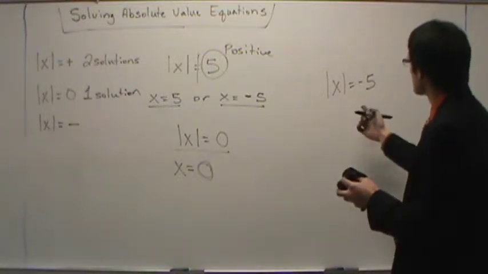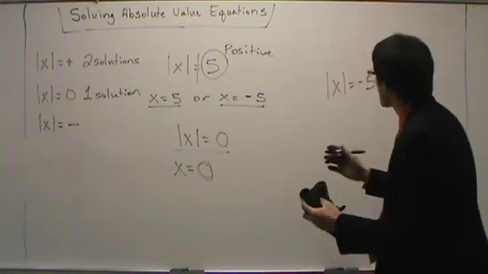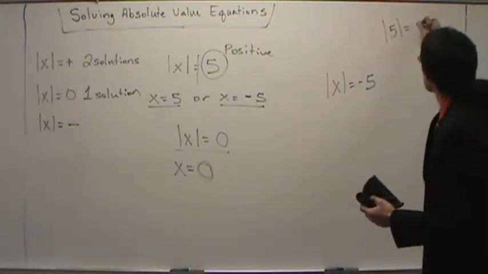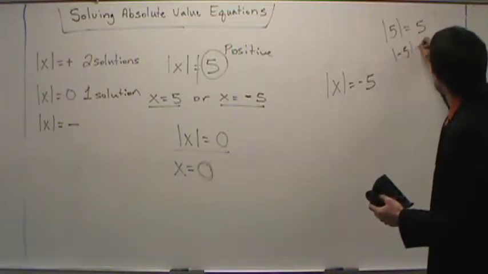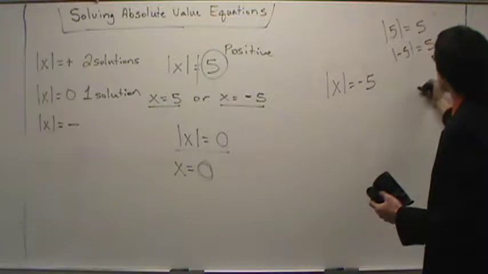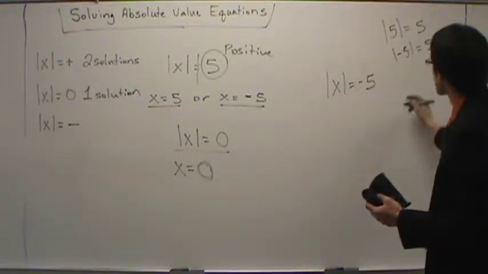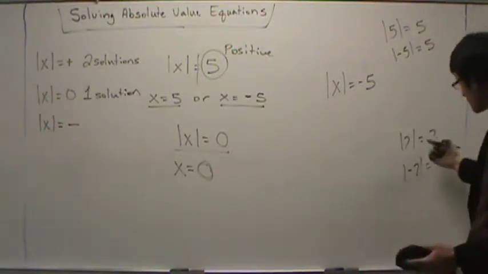What would make this true? Hopefully you only guess maybe 2 values. What's the absolute value of 5? Absolute value of 5 is 5. So that's not it. Absolute value of negative 5 is also 5. That's not it either. Notice, absolute value of 7 is 7. Absolute value of negative 7 is 7. What type of value does absolute value equal? It equals a positive value.